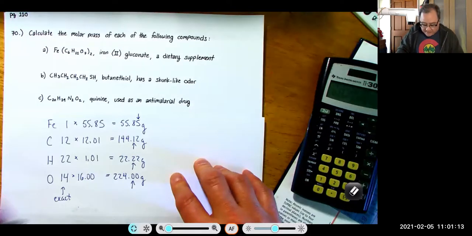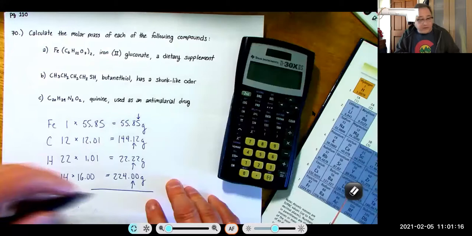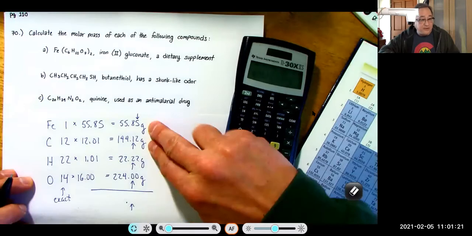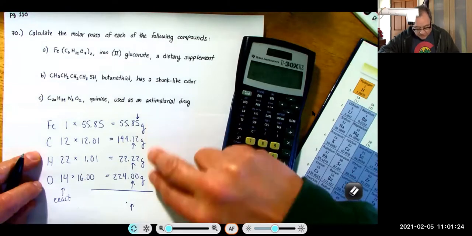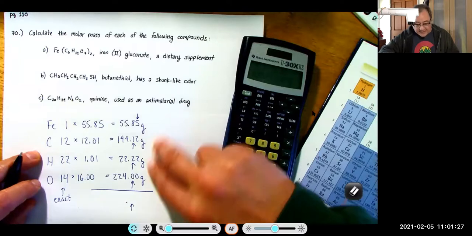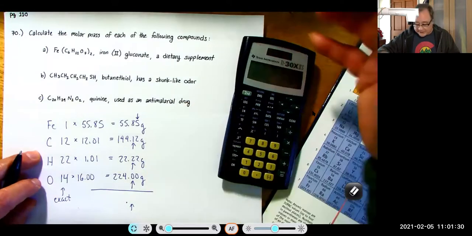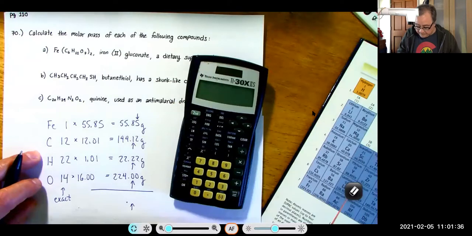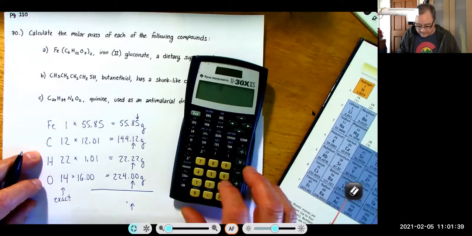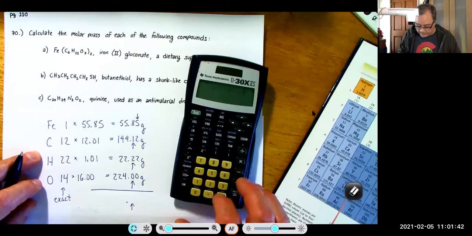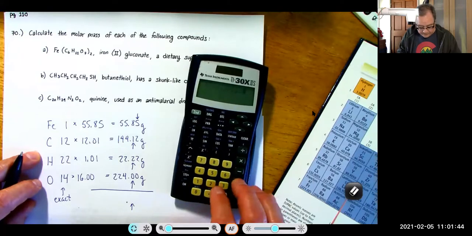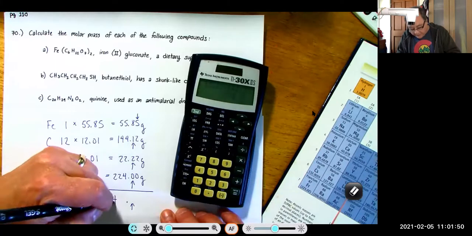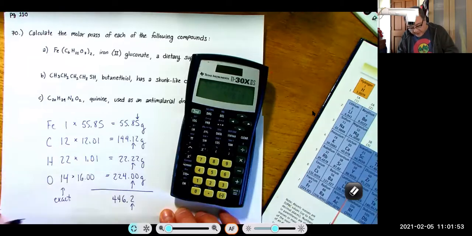So when I add these all up, I'm going to round to the tenth. So I'm going to estimate this first. You see these first two numbers add up to 200. These second two add up to 246. So I should get what? 446 is my answer. Something like that. Let's see what we get. And I get 446.2 when I round, and that's grams.